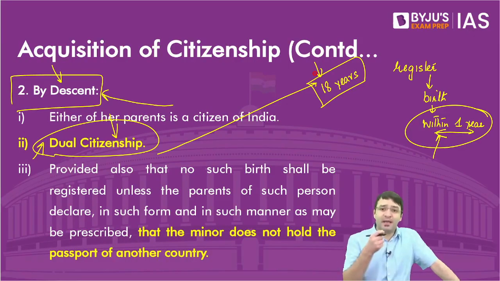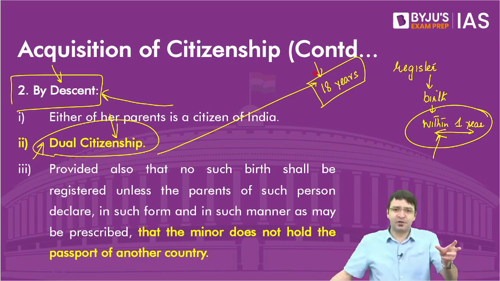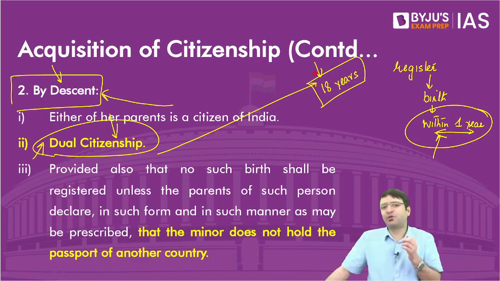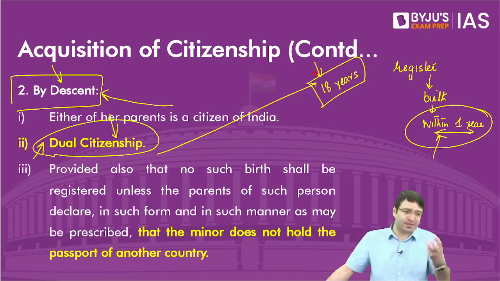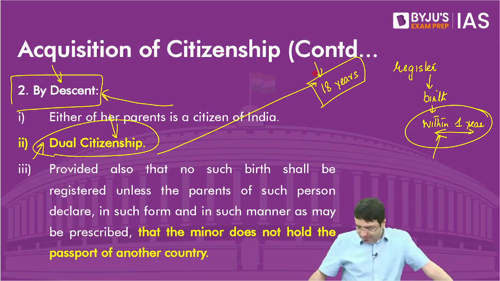Once you become 18 years old, you become an adult, then within 6 months, you have to decide whether you want to continue as the citizen of India or you want to continue as the citizen of United States. And within 6 months, you have to take a call. This is what we call citizen by descent. Any questions?